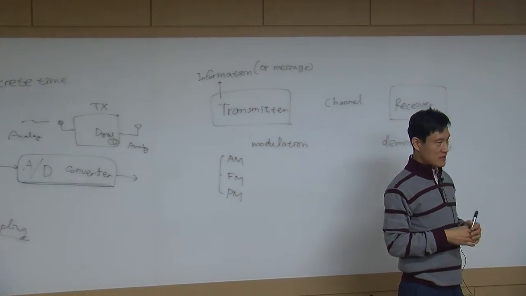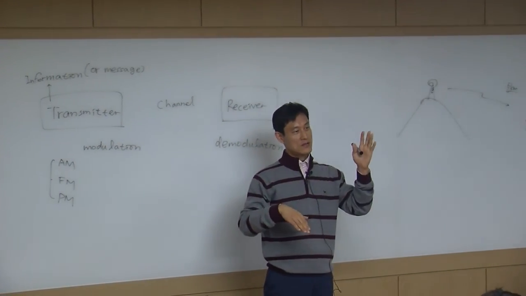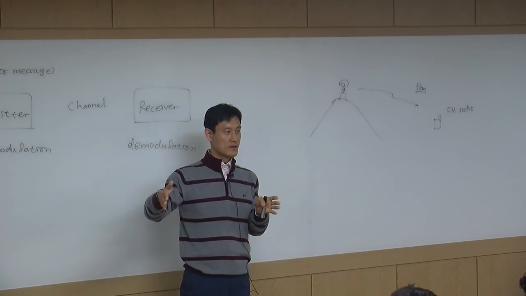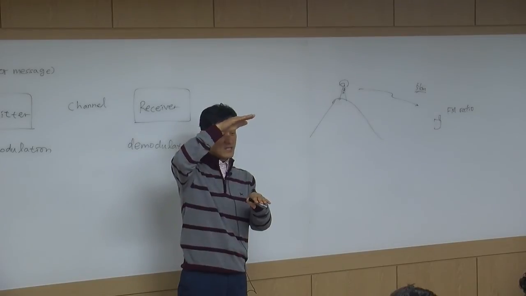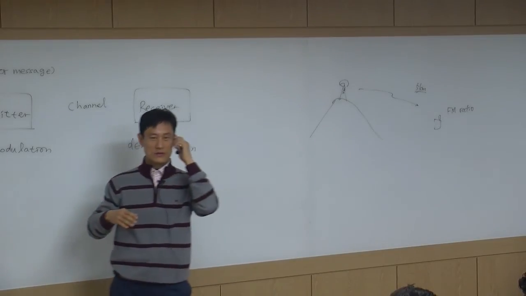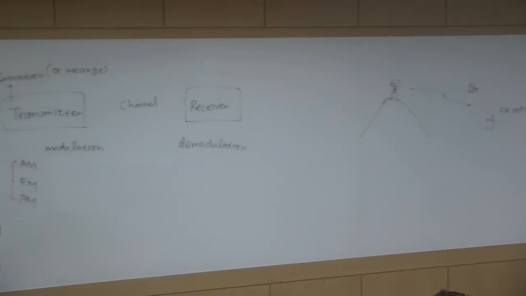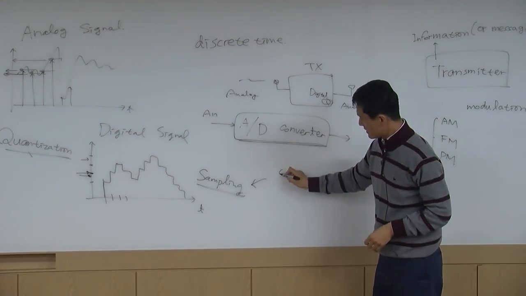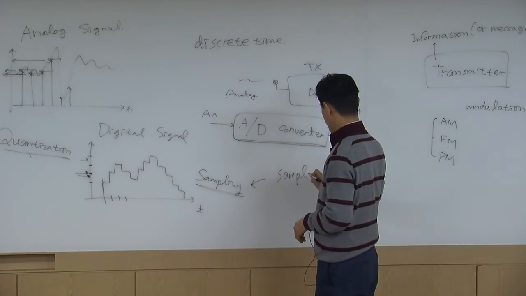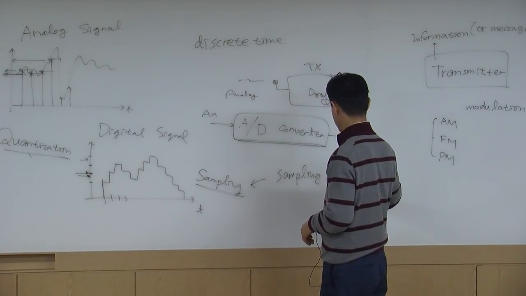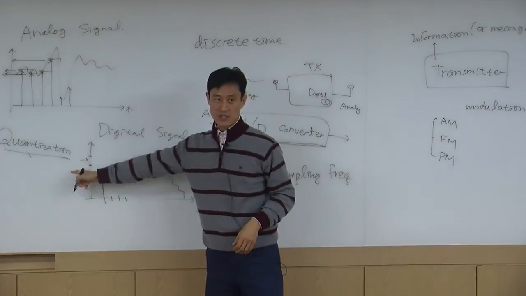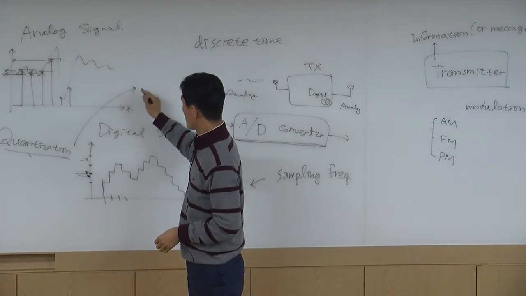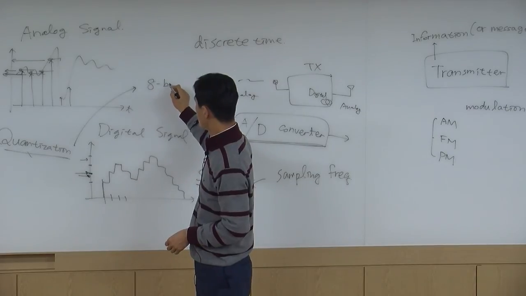An analog signal is always continuous time, continuous value, but a digital signal is going to be discrete time. Also the value is discrete. Sampling is decided by the sampling frequency, and quantization is decided by the number of bits, for example 8-bit or something like that.